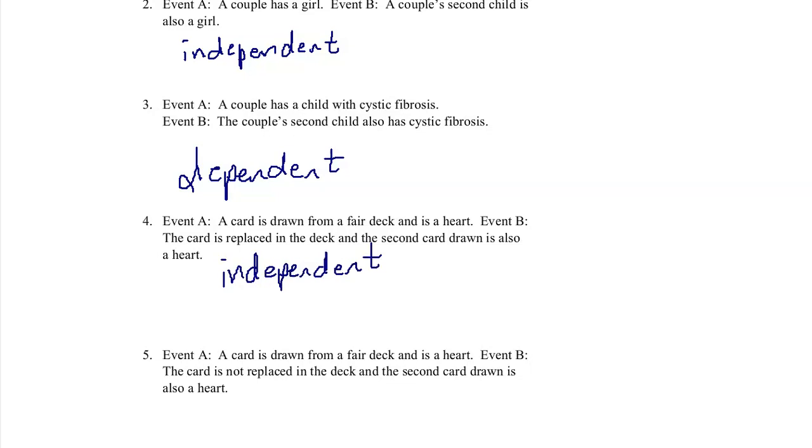Now, number 5, this is a different situation. Event A, a card is drawn from a fair deck and it's a heart. Event B, you don't put that card back. You keep it, and you draw a second card and it's a heart. Does the probability of event B change when you know that event A happened? Yeah, that changes your probability for drawing another heart. You didn't reset the deck. Fewer cards, fewer hearts. You have just changed things.